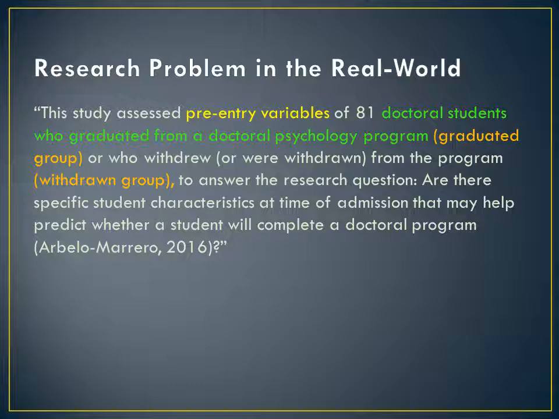Take a look at the yellow. This is where you would place your independent variable. The orange is where you'd place the dependent variable or variables. And the green is the discussion of the type of population.